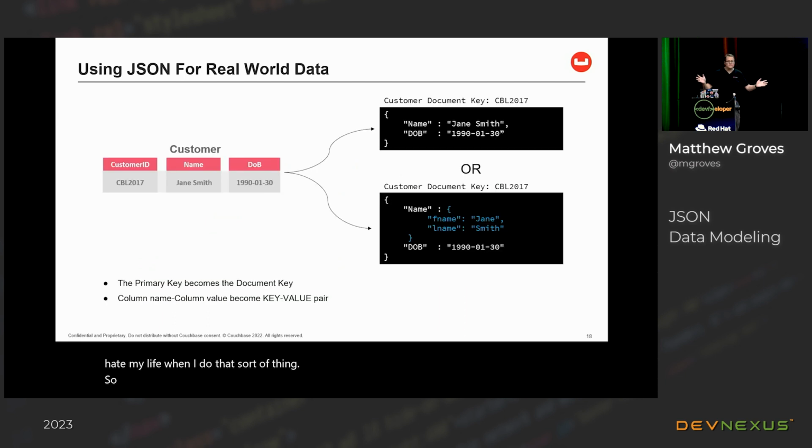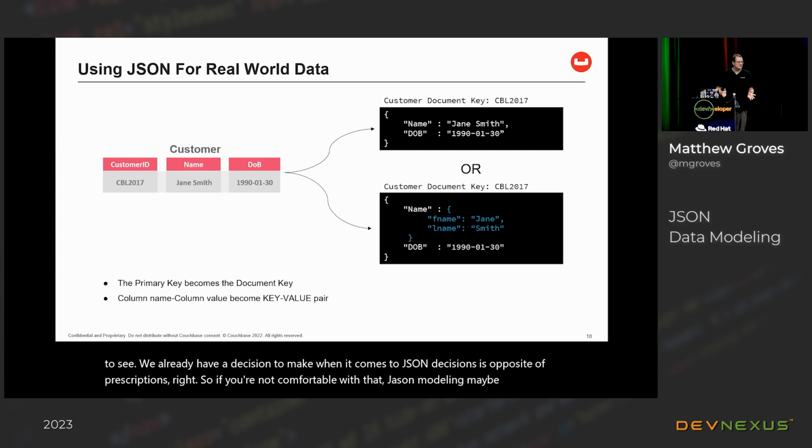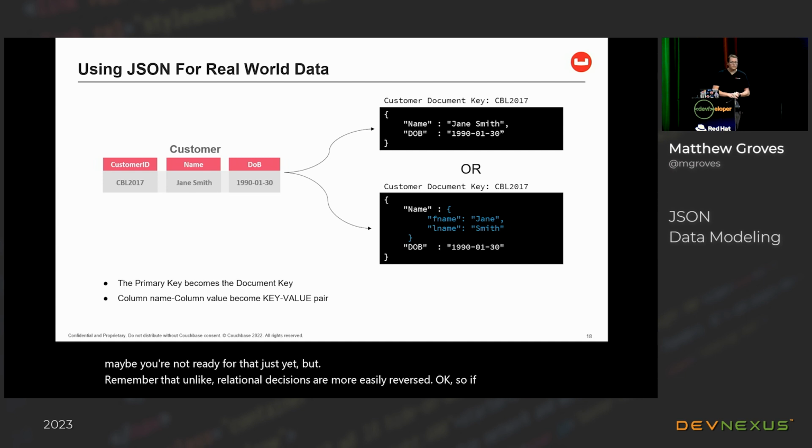Okay, so let's just go through an example real quick here. We've got relational on the left, is what generally I'm going to follow here, and then document on the right. So we've got one table, one row, and this is going to be a theme you're going to see. We already have a decision to make when it comes to JSON. Now, decisions are the opposite of prescriptions, right? So if you're not comfortable with that, JSON modeling, maybe you're not ready for that just yet. But remember that unlike relational, decisions are more easily reversed. Okay, so if we model a certain way and we make a mistake, now let's do it the other way, that's no big deal. We can reverse that decision. It's pretty simple to do.